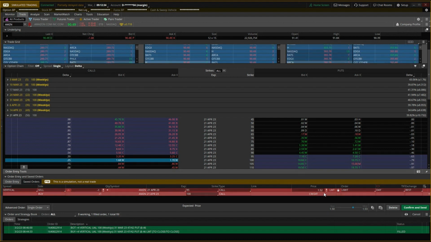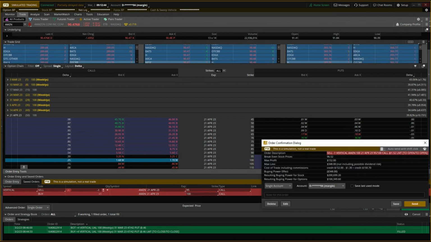We'll get to that in a second, but let's take a look at what's our break even and our potential profit and max loss here. So I'm going to click on confirm and send. And as you can see here, our break even is at $96. So I like that. The stock is trading at roughly $90 now. So even if it goes up a little bit, and the trade works against us, it's not going to impact us very negatively. So break even is nice. There's our max loss, and of course our max gain is the credit received.